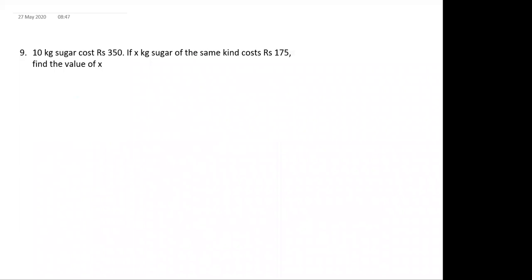10 kilogram sugar cost rupees 350. If X kilogram sugar of the same kind cost rupees 175, find the value of X. Okay, so in order to do this question, there is a very simple procedure. This question you can do with the unitary method also, but I am going to do it with the proportion method. Understand very carefully, because I am going to tell you a very simple and very useful technique. Write kilogram here and rupees here.